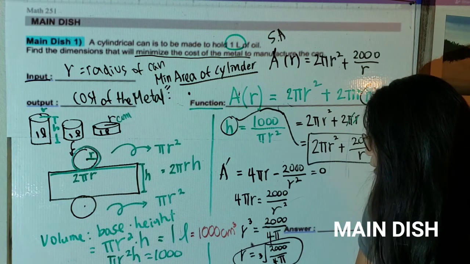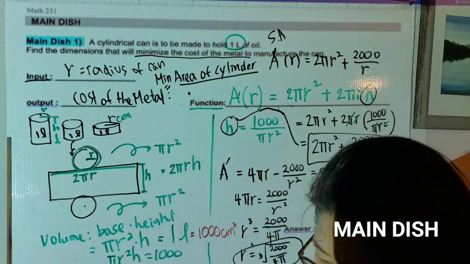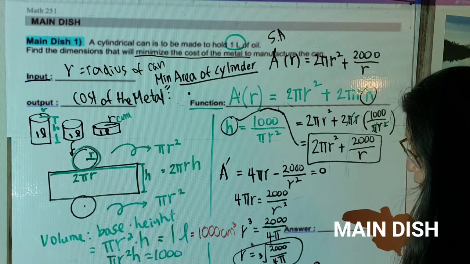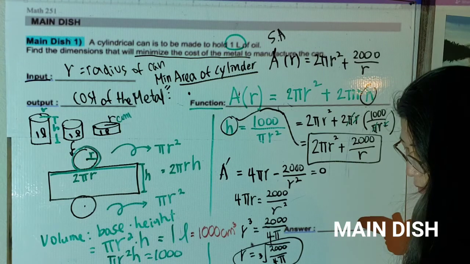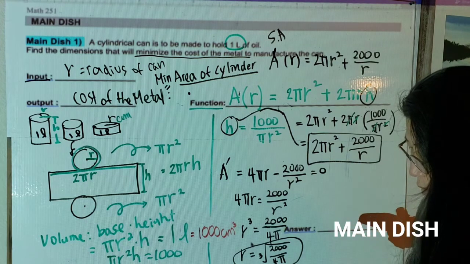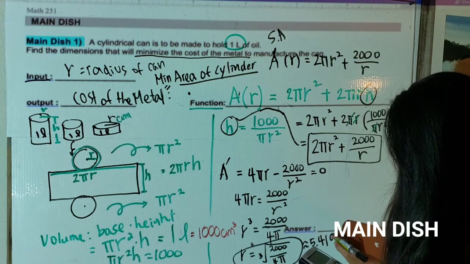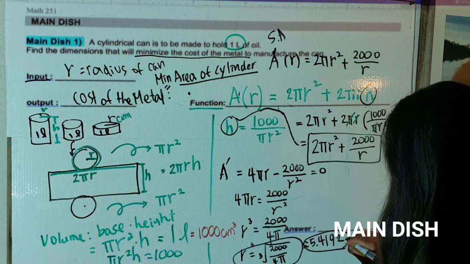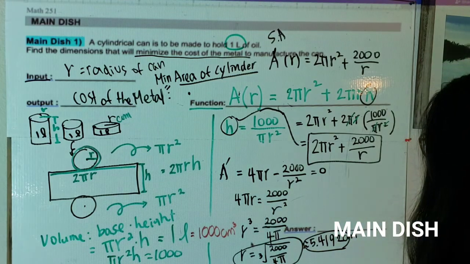Okay. And from here, now we need to punch in that number. So what will be 2000 divided by 4 pi to the 1/3 power gives me 5.4192 as my radius, in centimeters.